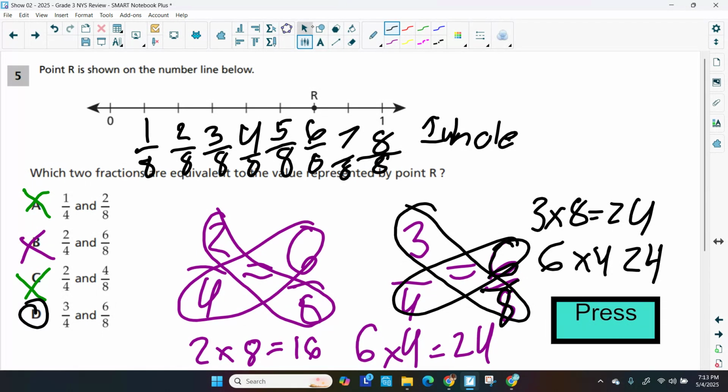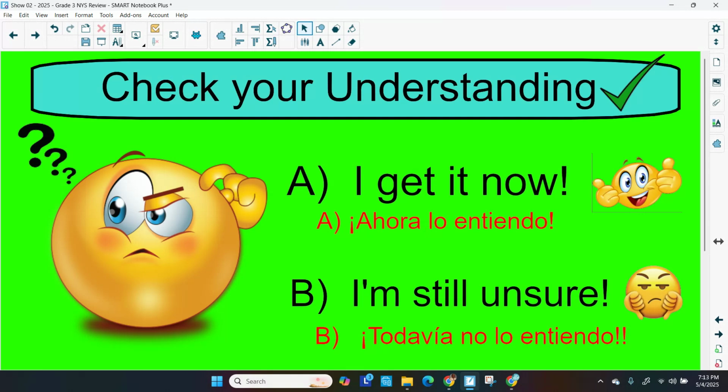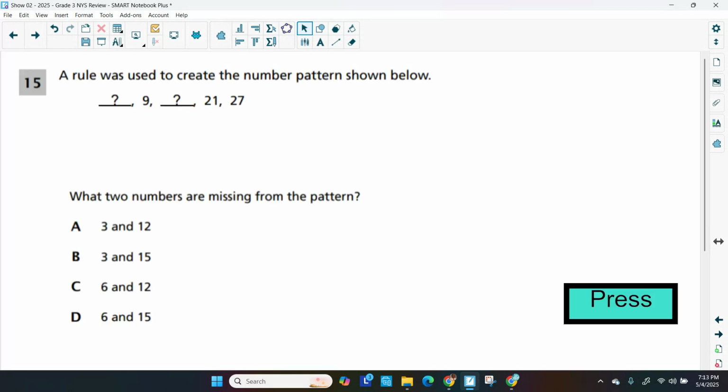Let's check to see if we're correct. Press. The answer was D. Good. Let's move on. Check your understanding. If it's A, I get it now, good job. If it's B, I'm still unsure, go watch the video. So rewatch the video.